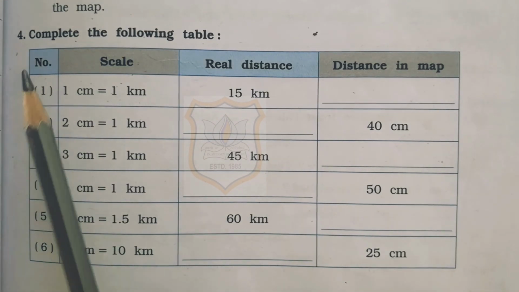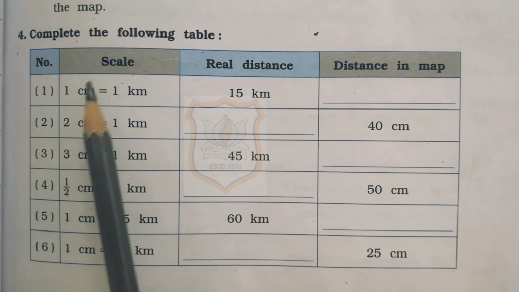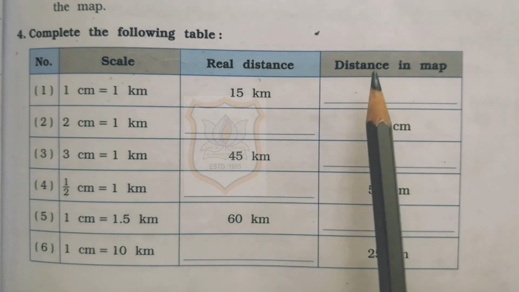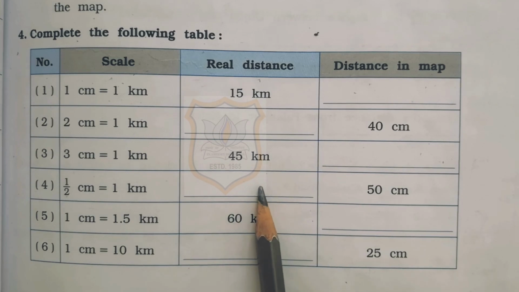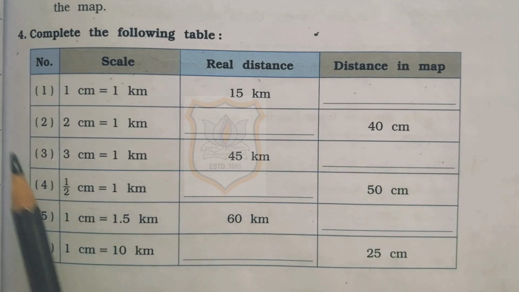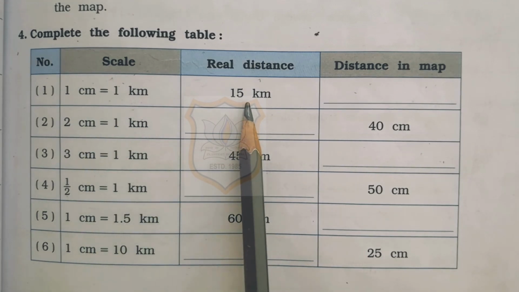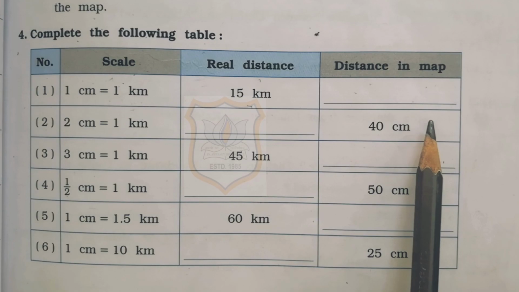Question number 4, complete the following table. Students, here in the table, numbers are given, then scale is given, real distance is given, and distance in map. Here real distance is given in kilometers and the distance which we show in the map is given in centimeters. First one, 1 centimeter is equal to 1 kilometer. Here real distance is 15 kilometers. We have to find out the distance in map.